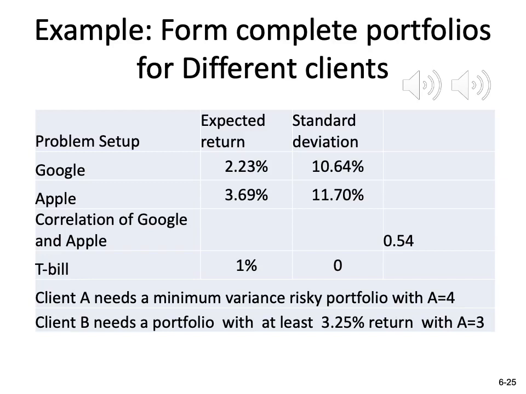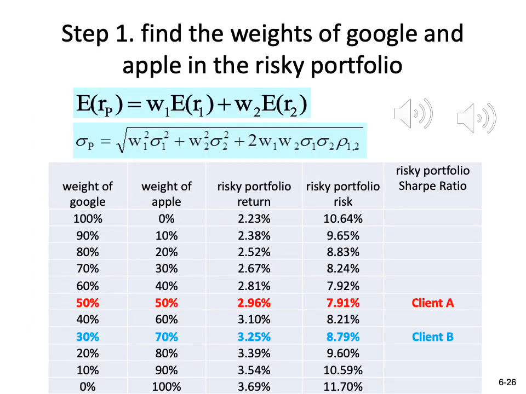Now, as the portfolio manager, you have 2 clients. Client A has a specific need. Client A wants to have a minimum variance portfolio, and client A's risk aversion level is 4. A second client, client B, wants to have a portfolio with at least 3.25% return, and his risk aversion level is 3.